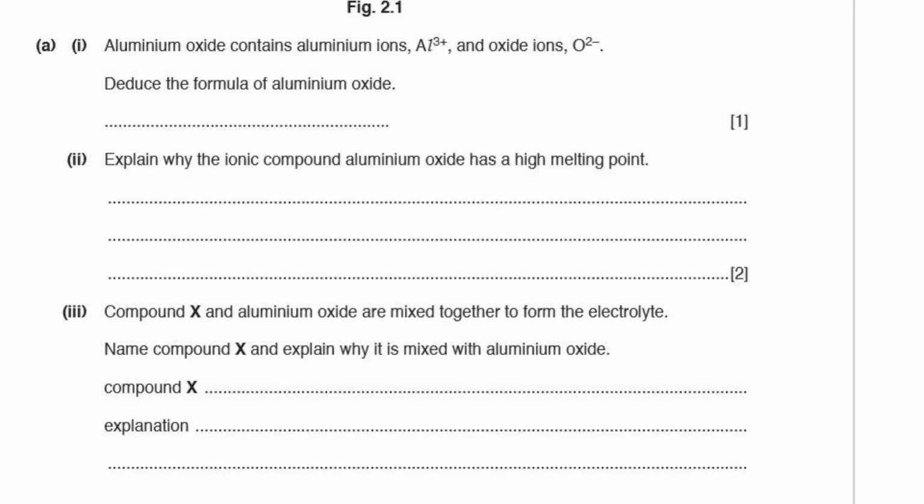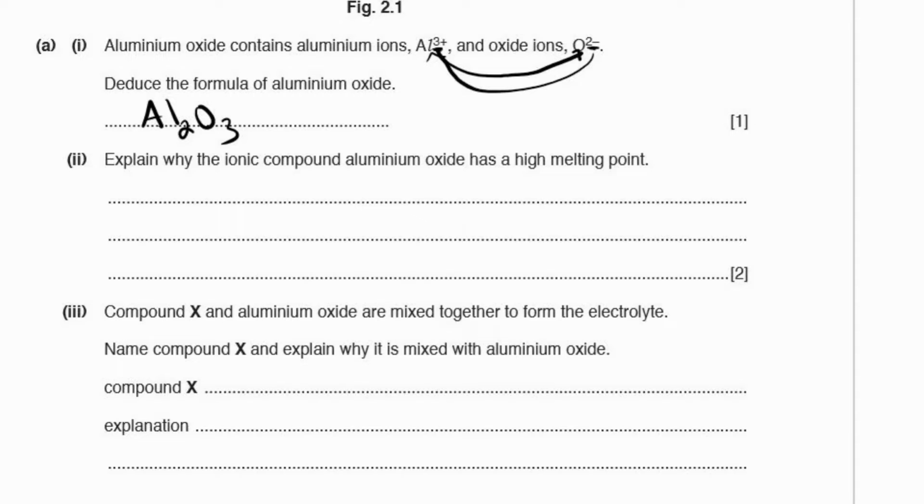A1. Aluminium oxide contains aluminium ions, Al3+, and oxide ions, O2-, so deduce the formula of aluminium oxide. Okay, that's nice and straightforward. You take the number of ions that are on the aluminium, and put it on the oxygen. Take the number of ions that are on the oxygen and put it on the aluminium. So this is Al2O3.